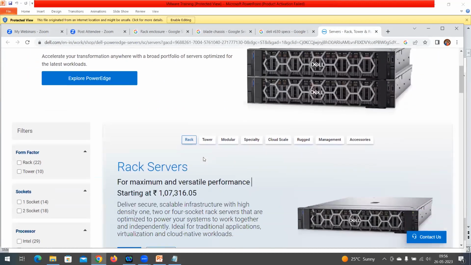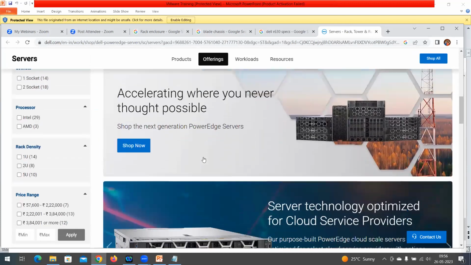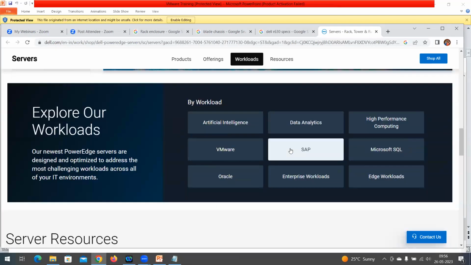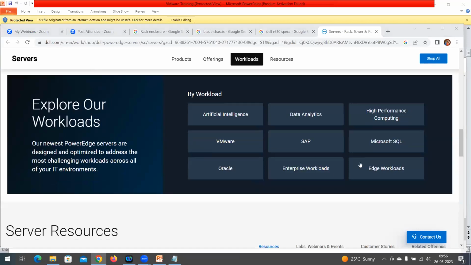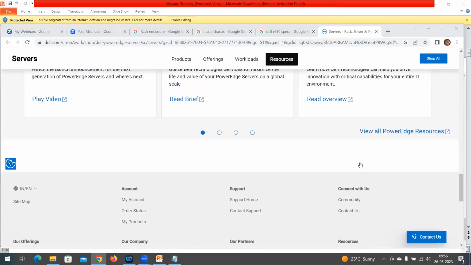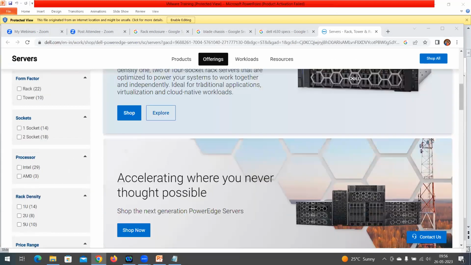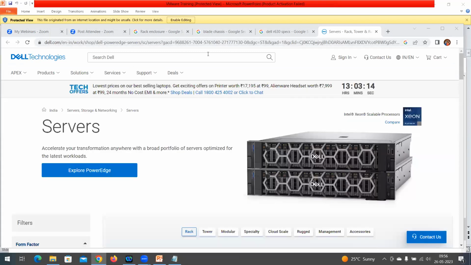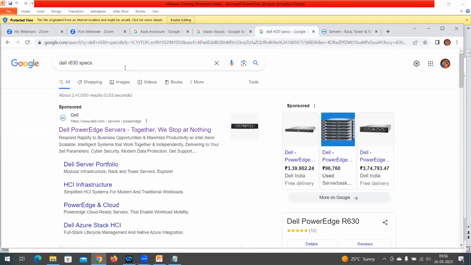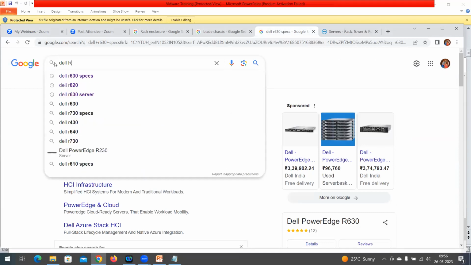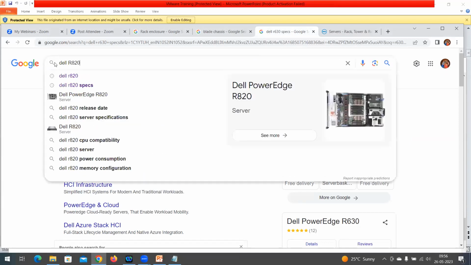What is the server? What is the form factor? Everything it is going to provide, complete information. How it is going to provide support and all that information is spread out. Complete information is available for this particular Dell R630. One more model we have in this lab environment is the Dell R820, which is again a rack server.